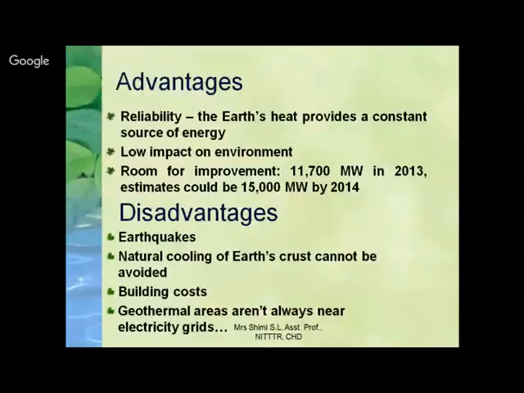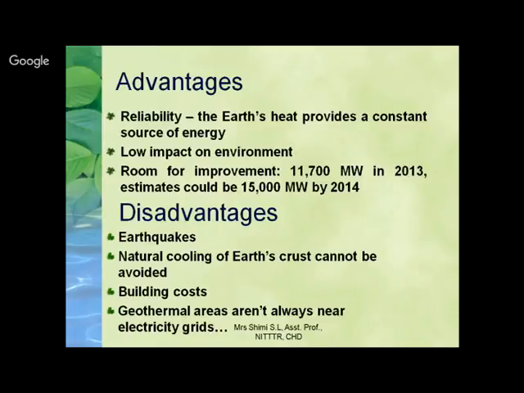Okay, so some of the advantages: reliable, the Earth's heat provides a constant source of energy, low impact on environment, and there is room for improvement. Around now I just searched, in 2013, 11,700 megawatt is being installed, and it is estimated that 15,000 megawatt will be there in 2014. So this was a Google से मैंने data लिया है. So around 11,700 megawatt is being generated using this geothermal plant.